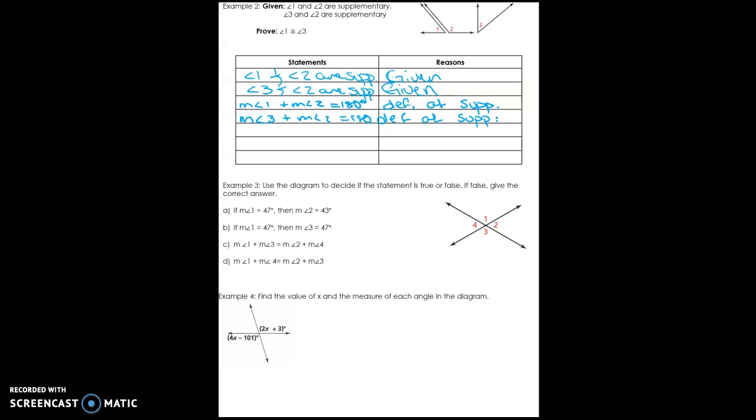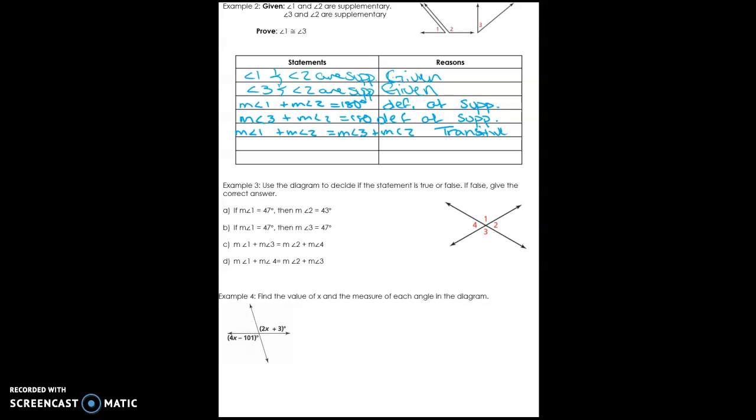And now, hopefully you can see where I'm going with this. We're going to set these two lines equal to each other. So we can have measure of angle 1 plus the measure of angle 2 is equal to the measure of angle 3 plus the measure of angle 2. So we have the measure of angle 1 plus measure of angle 2 is equal to 180, and 180 is also equal to measure of angle 3 plus measure of angle 2. This is the transitive property. So we can just set the two equal to each other.